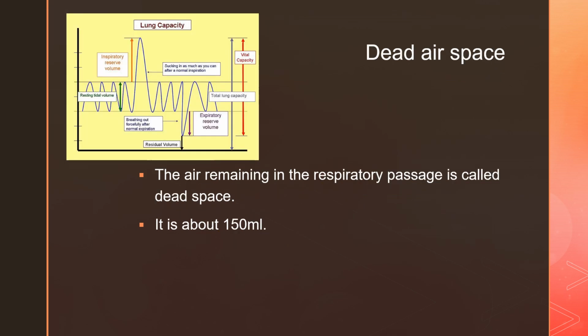Now next comes the dead air space. So what is dead air space? The air remaining in the respiratory passage is called the dead air space. After inspiration and after expiration, there is some amount of air that is present in the lungs. That amount is 150 ml. It is very less, though it is very less, it is also called the dead air space. Okay, so is it clear? So it is called the dead air space.